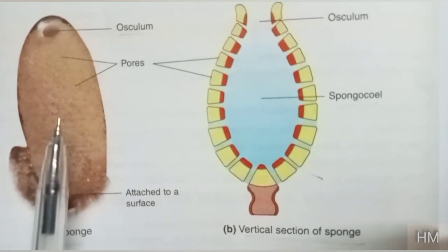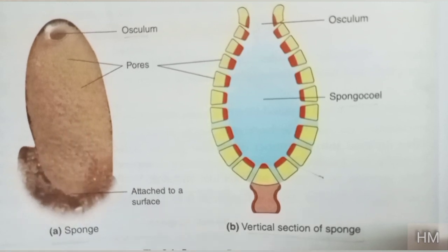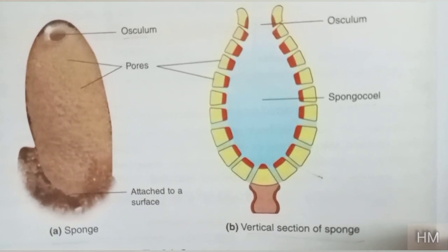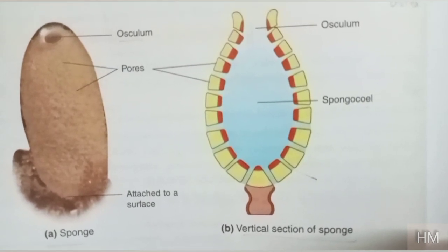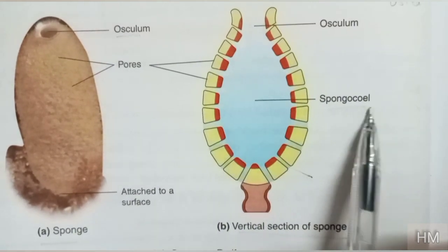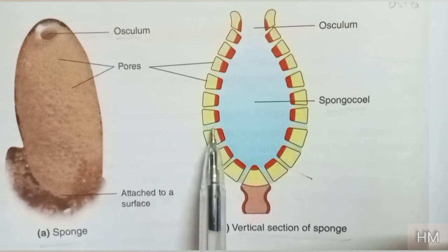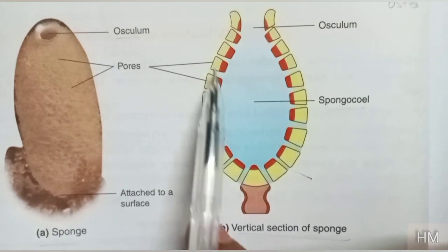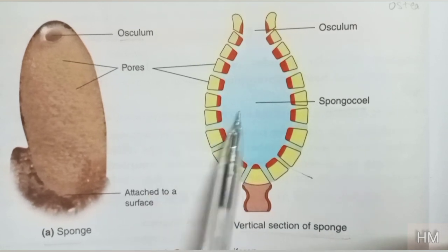Sponges are basically aquatic animals and mostly found in the seawater. They do not move and are attached to the sides or the bottom of the ocean. One more thing about the sponges is that they have a hollow cavity called spongocoel inside, which is going to take in the water. Now if you observe this opening, these are nothing but the pores which are present in the sponges which are going to take the water.